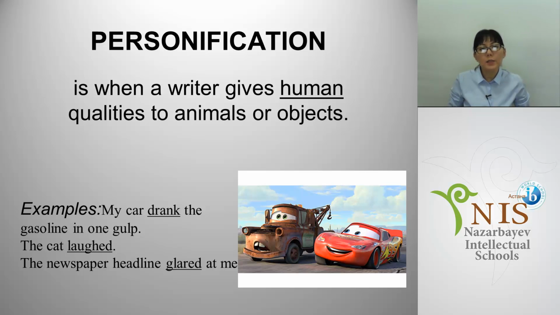The next stylistic device is personification. So personification is when the author, the writer, takes some qualities of objects or animals and gives them to a human. For example, my car drank the gasoline in one gulp. So we know that cars can't drink, but still this feature of a human is given to a thing, to a car. The cat laughed. So cats can't laugh, but the author added it and wanted to show how the character sees this. The newspaper headline glared at me. So again, it's impossible for a headline to stare at us, but this says that the headline was really screaming and attracting the attention of the character.